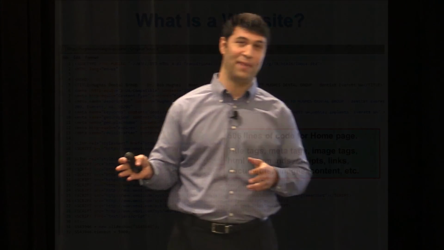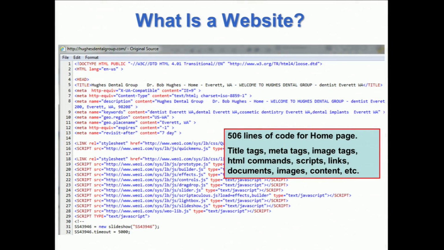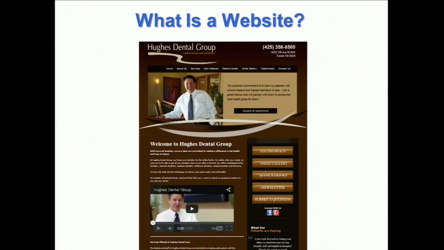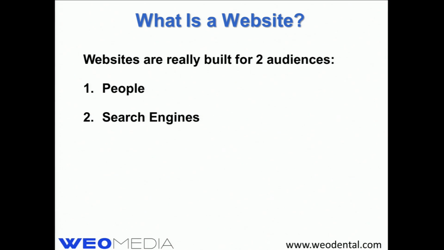Well, here's the point I'm trying to make, okay? This is also a website. So that one page we were just looking at, not the whole website, but just that one page, is over 500 lines of code. Just to make up that one page, okay? So it's really important to understand then when we're talking about websites, we're talking about what people see and what search engines see, which really brings me to my next slide here.